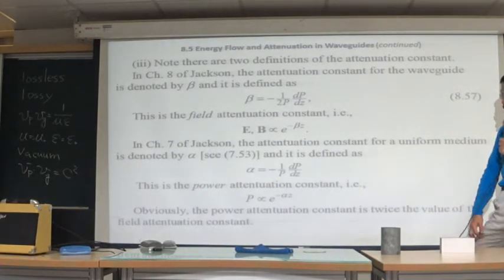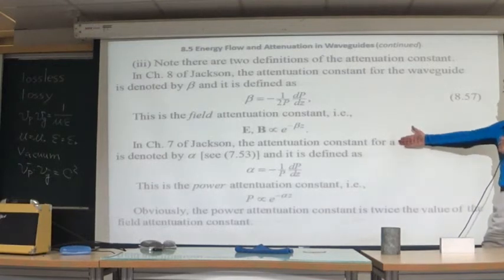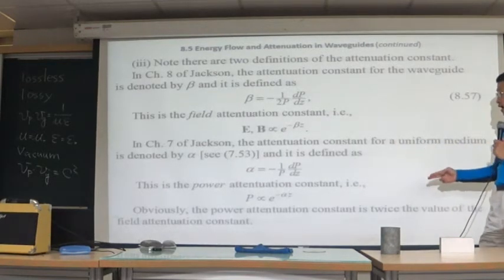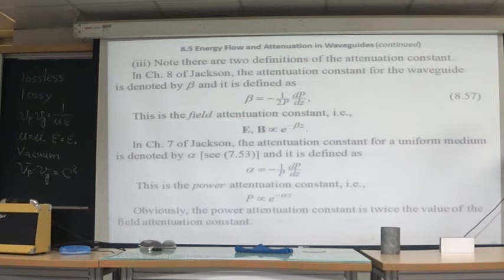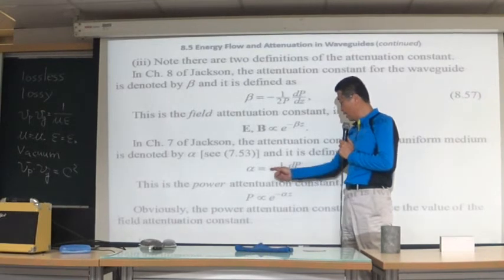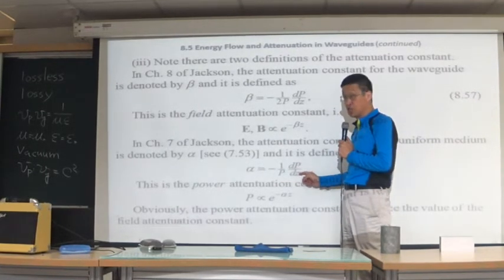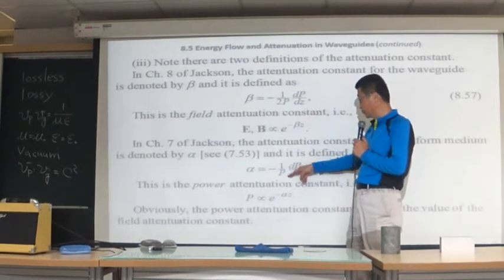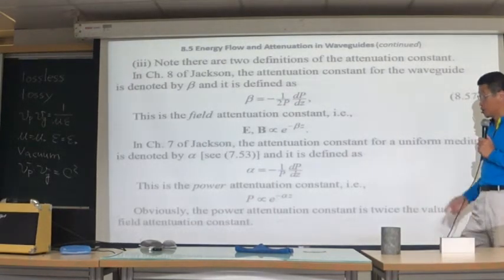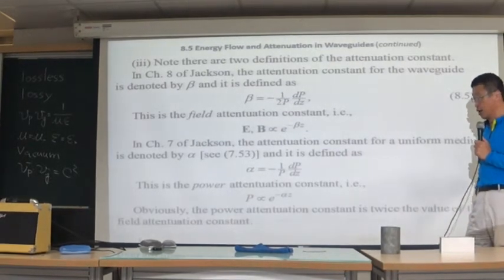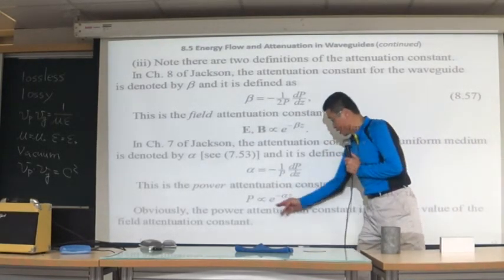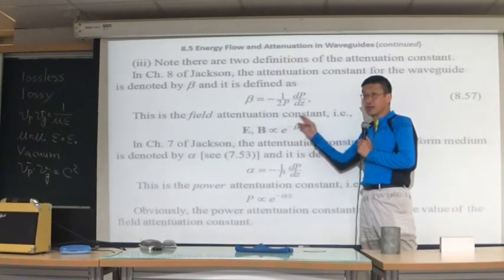However, interestingly, in chapter 7, Jackson used another notation. He used alpha for a uniform medium. Alpha means minus one over P, dP/dz. So what's the difference? A factor of two. So alpha is the power attenuation constant. So power attenuation constant or field attenuation constant, which one do you like?